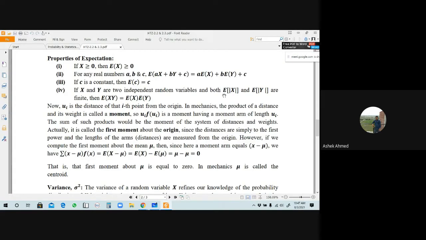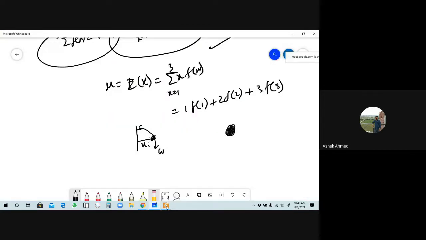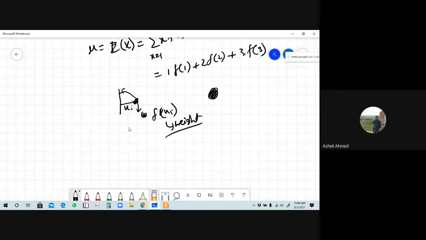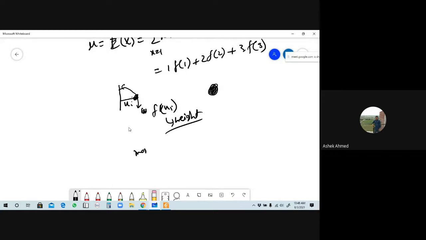Infinitely many points. So if you take a point, you have to take the distance from the rotation axis, and the particle has a weight. Here the weight represents the probability mass function. If ui is the distance of the particle from the rotation axis, the weight will be f of ui. The moment of the point is the product of the distance from the rotation axis to the point and the weight of the point. So the distance is ui and the weight is f of ui. Is it right? This is called the moment of a particle point.